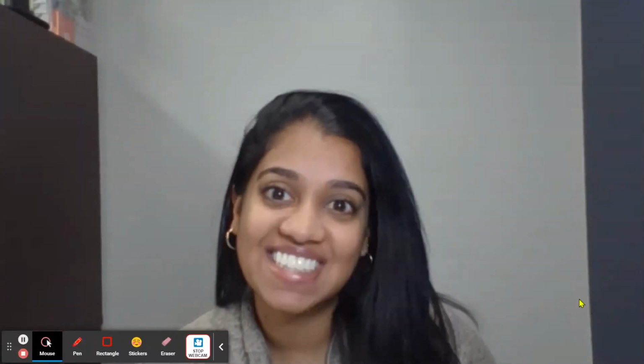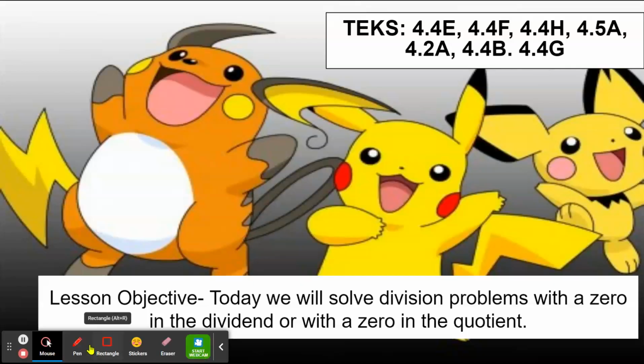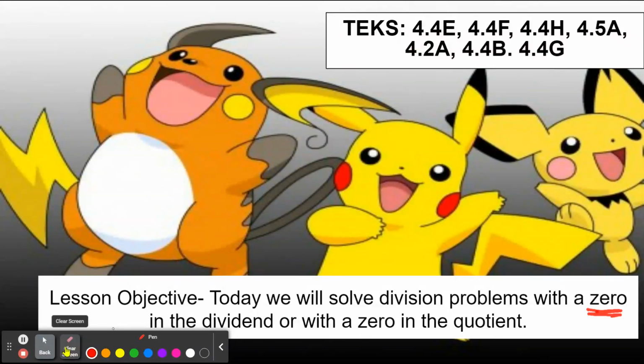Let's go ahead and take a look at today's lesson objective. So today we will solve division problems with a 0 in the dividend or with a 0 in the quotient. Okay, now just as a reminder, the quotient is the answer to a division problem, and the dividend is the number of objects we are dividing.